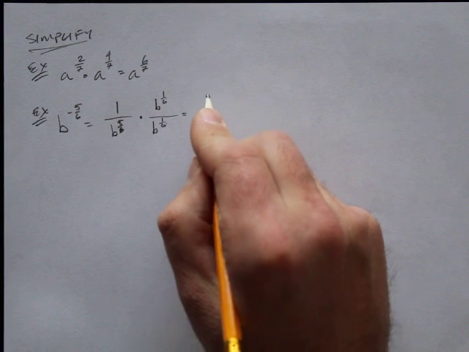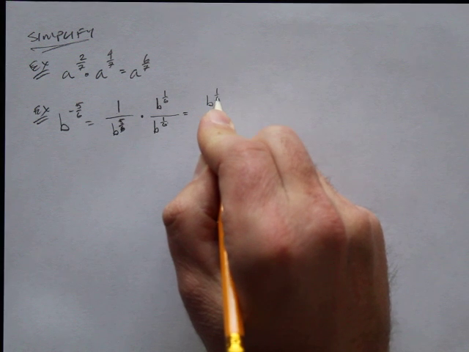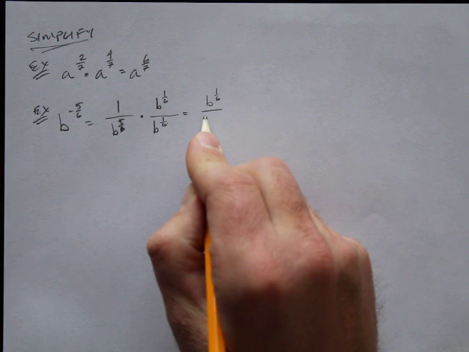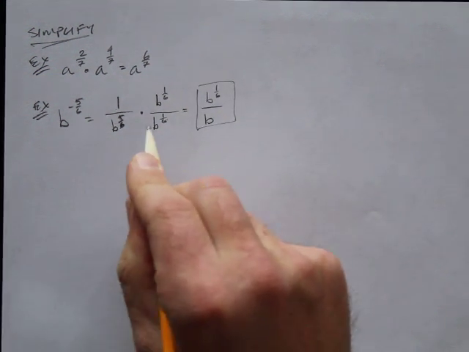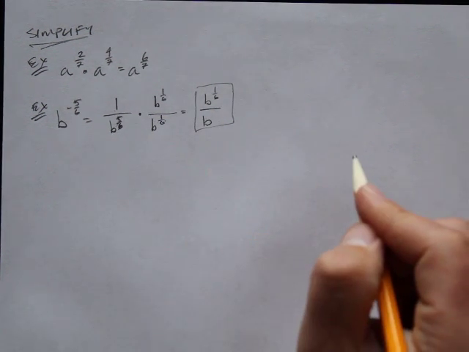So that becomes 1 times b to the 1/6, which is b to the 1/6, over b to the 6 over 6, which is just b to the 1, so it's just b. So I've rationalized my denominator by adding these fractions together.